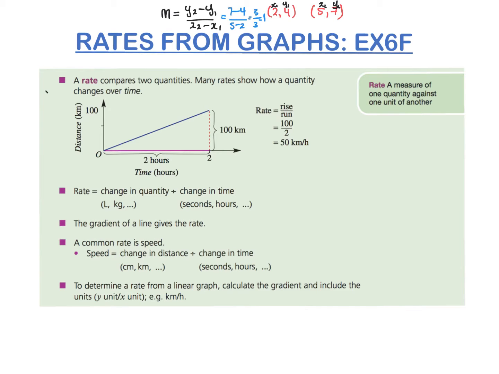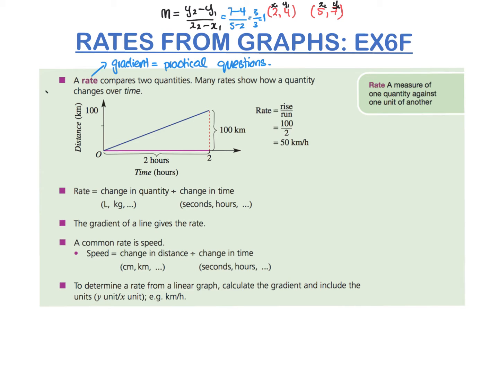Okay, today we're going to look at rates from graphs. A rate compares two quantities and shows a change over a certain amount of time. If you're going 20 kilometres per hour on a speed limit, that's a rate. The rate is actually the gradient in practical questions. So if you hear them talking about the rate, that's talking about the gradient.